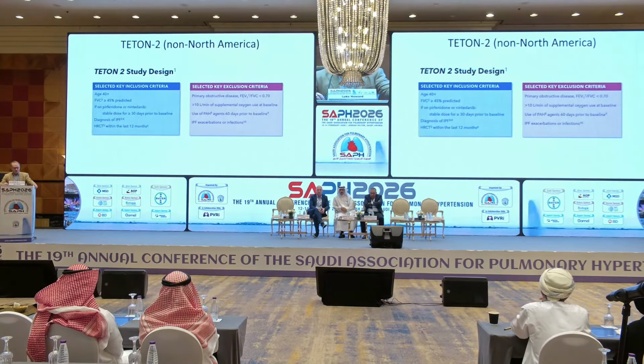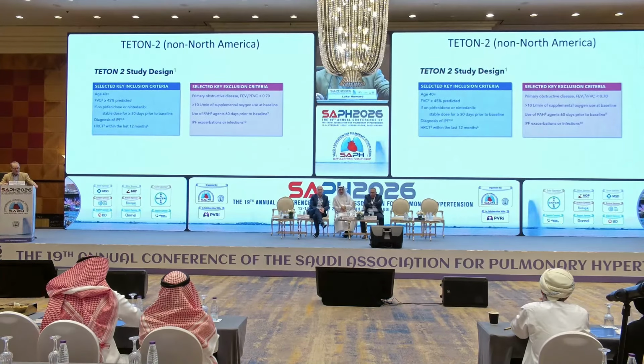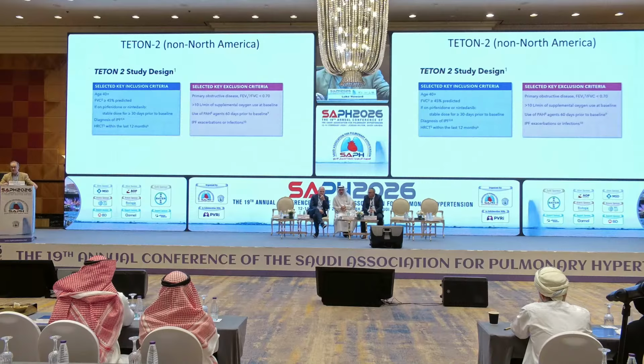So the sponsor took this forward into a program, Teton-1 and Teton-2. Teton-1 is North America, and that's not read out yet. It's not completed, should be completing about now. And Teton-2 was from the rest of the world. Patients aged 40 or above with an FVC of more than 45%, on antifibrotics, with a diagnosis of IPF with a CT in the last 12 months.